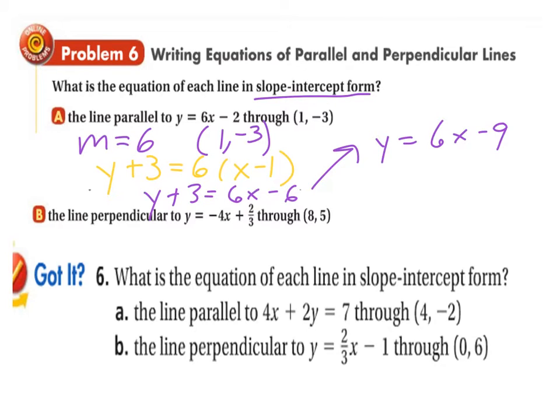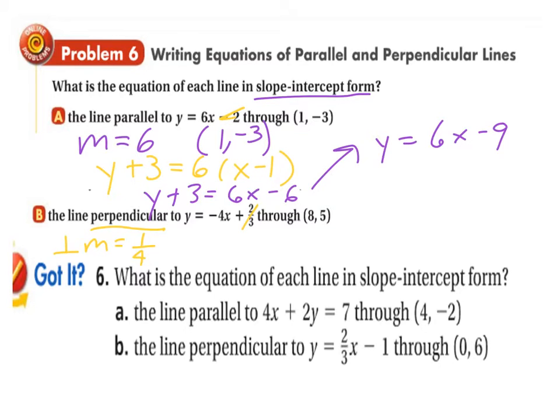Next example, we've got y equals -4x plus 2/3 as the equation we're given. It's going through the point (8, 5). However, this time we want a line perpendicular to this, so it means our slopes aren't the same. It means our slopes are the opposite reciprocals. So to emphasize that, I usually do my little perpendicular sign. So the slope perpendicular to -4 would be a positive 1/4. Again, notice the 2/3 doesn't really come into play, neither does the minus 2 here.